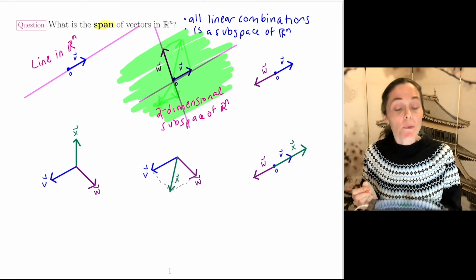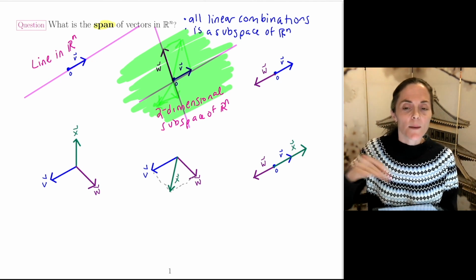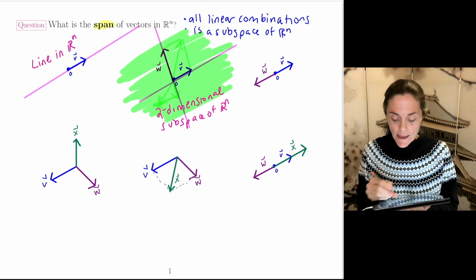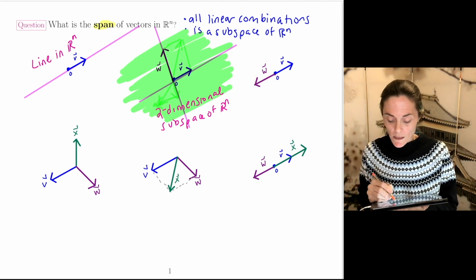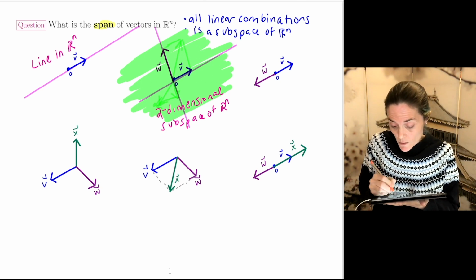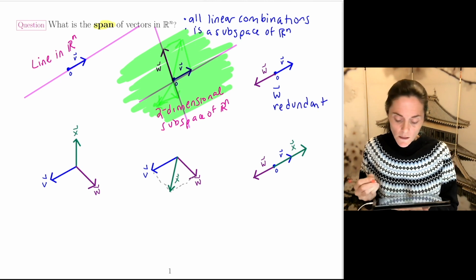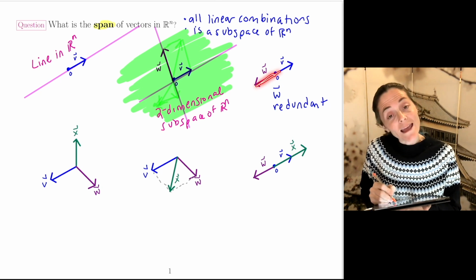Okay, but there's another possibility here. What if W is a multiple of V? Here I have W as a negative multiple of V. But you see what happens here. So let me just mention that this vector W is redundant. W is redundant. And what happens when I take the span? Well, you see W is already in the span of V. It's a multiple of V.